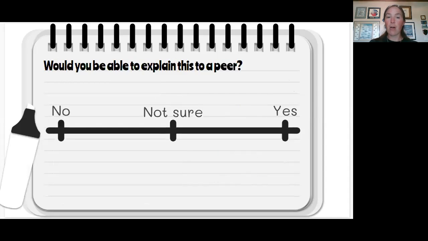So other than that, all that's left would be for you, could you explain this to a peer? And then you're going to drag your bar, which is not on there right now, but I'll get that on there, to where you think that you would be at this point in this lesson. So I hope that gets you guys through the basics of transformations. Again, this is just review. We did this with quadratics before.